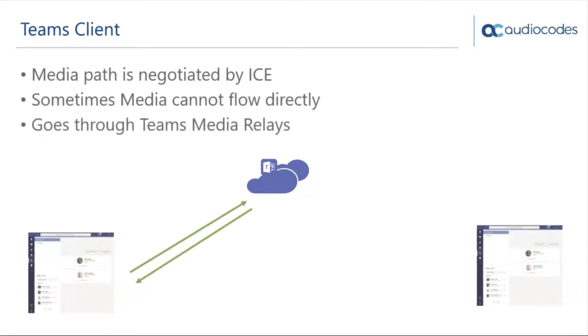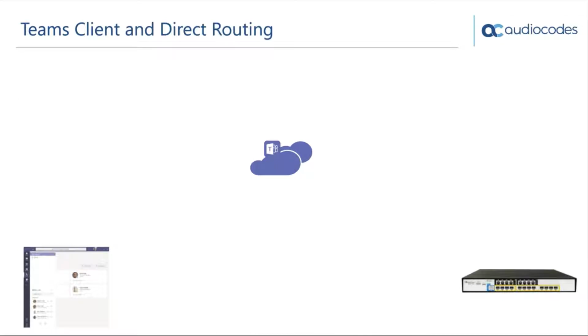Sometimes the media can't flow directly, so it goes to Teams media relays. The same situation may happen when you have an SBC involved in Teams direct routing. So what we have now is the client down over here, and over here we've got the SBC used in direct routing, and the same process happens.